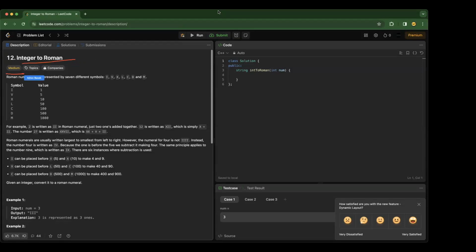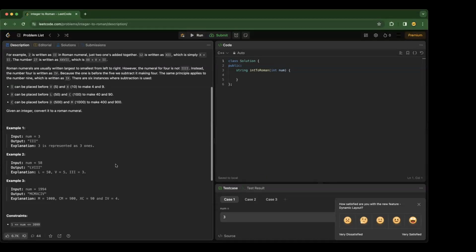We are given 7 symbols for the integer value. 1 is represented by I, 5 by V, and so on till 1000 represented by M. We are given some examples, as in 12 is written as XII. Similarly, the number 1994 would be represented by M, which is 1000, CM, which is 900. Adding them up gives me 1900, XC, which is 90, and IV, which is again 4. In total, it gives me the value 1994.